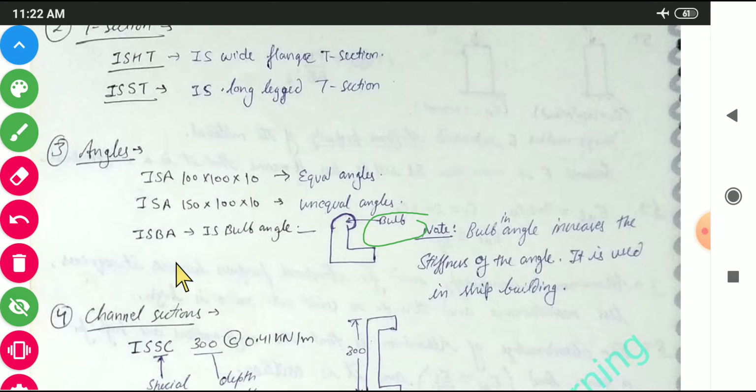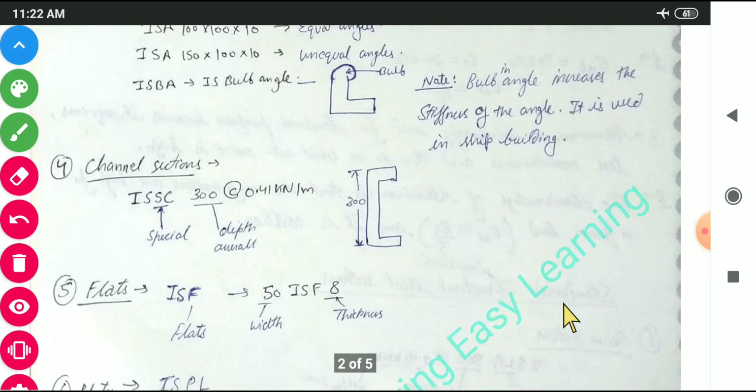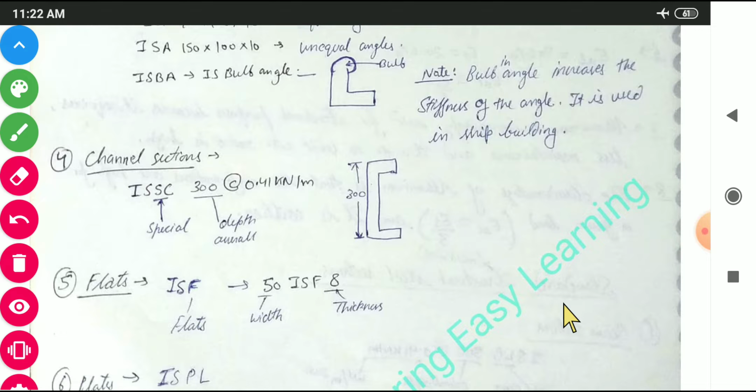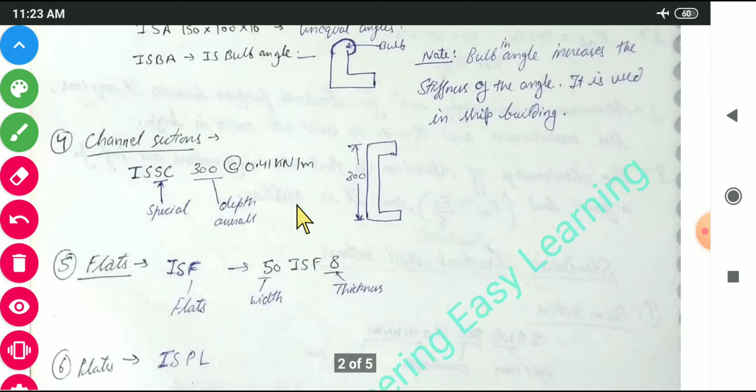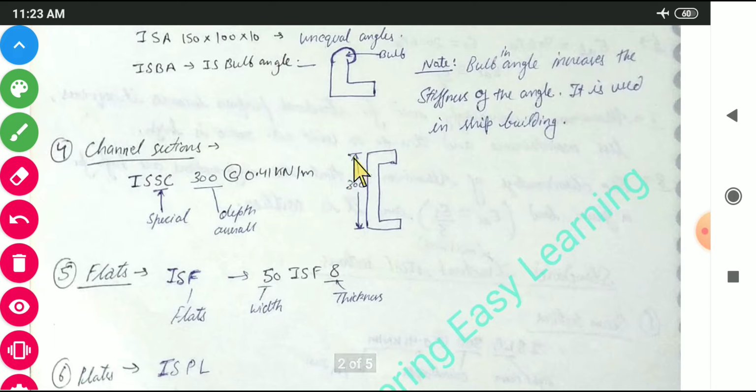What is bulb angle? Bulb angle actually increases the stiffness of the angle. It is used in shipbuilding, so it stiffens the angle more. Next we have channel sections represented by ISSC, where S is for special and C is for channel. 300 is again the overall depth, and 0.41 kilonewton per meter is the weight per unit run.